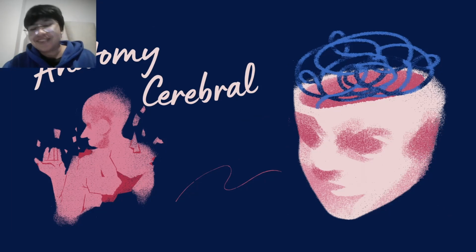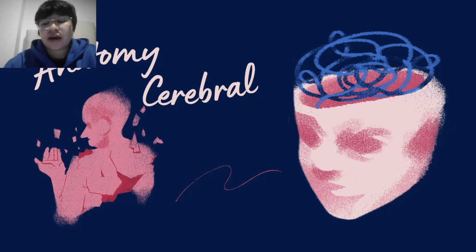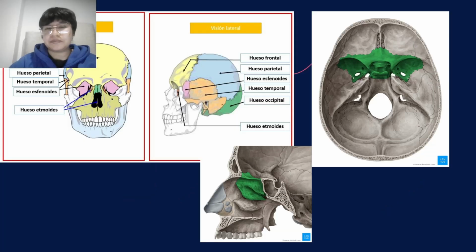Hello. Today I'm going to talk about the brain and the skull. This topic is very important because the brain is the control center of the human body, and the skull is the structure that protects it. First, I will explain the anatomy, then the functions, and finally we will talk about a disease related to this system.